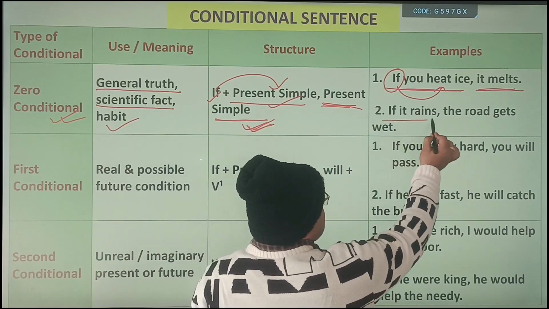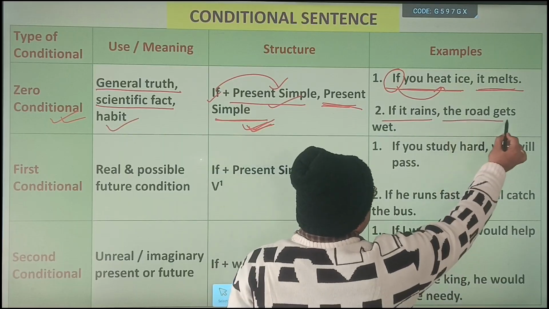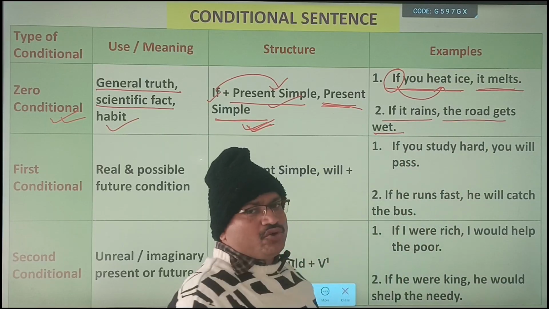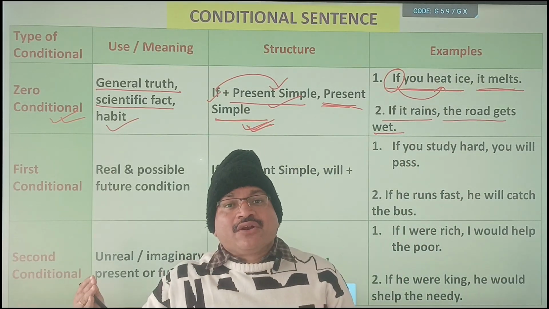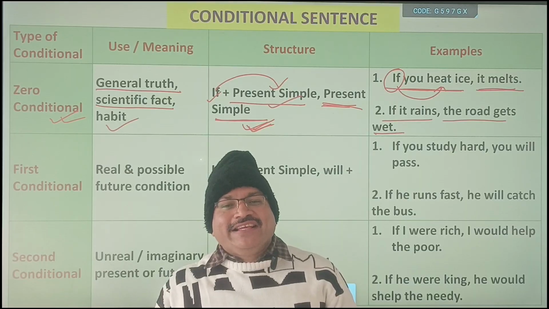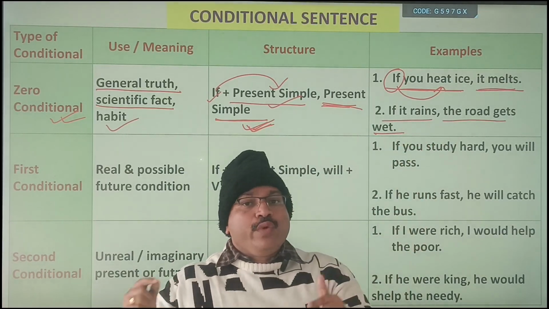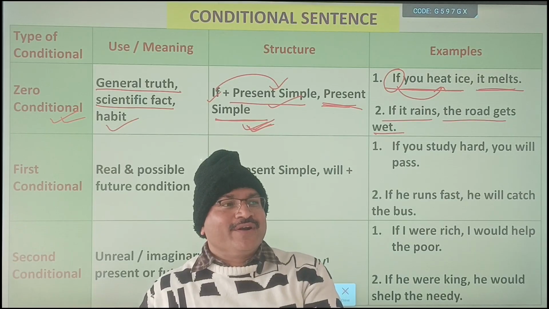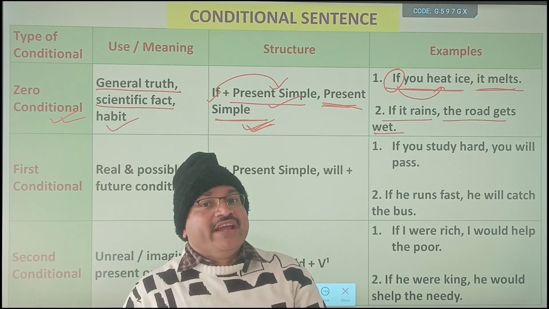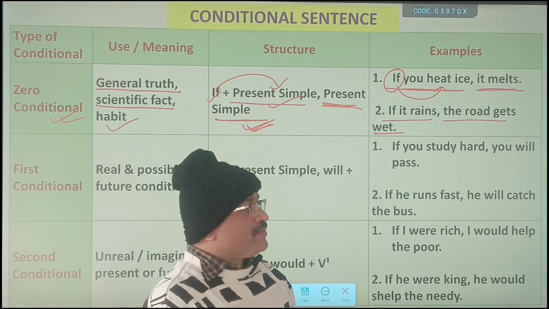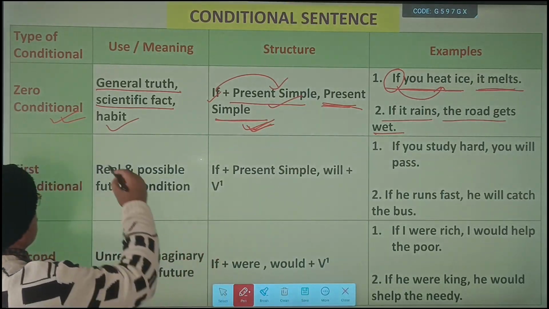If it rains, simple present, the road gets wet. Natural truth. If it rains, the road gets wet. In examination, you will get something like, if it rains, the road will get wet. Wrong. Why? Because this is a natural truth. So we have discussed what?